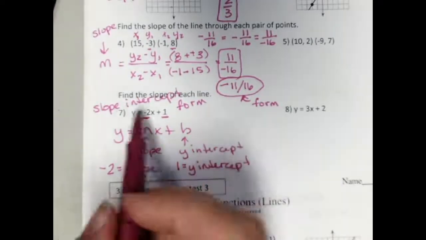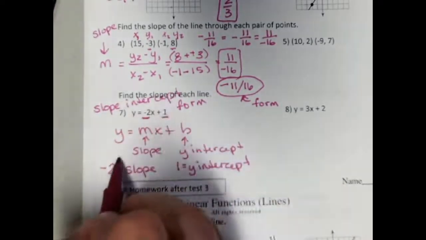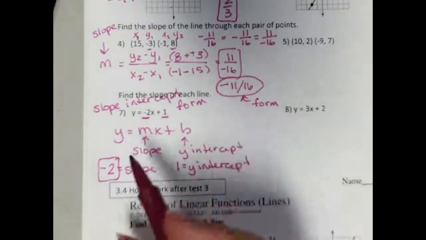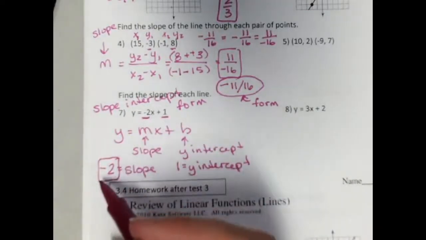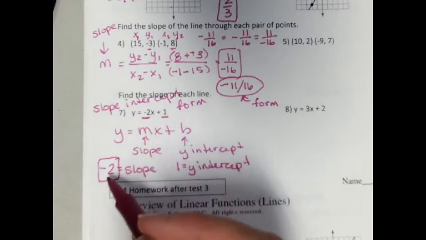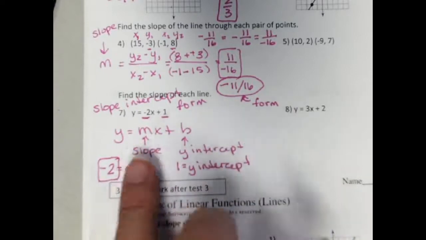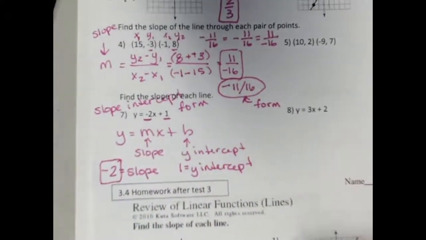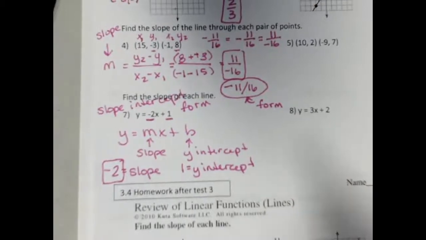So this asks us to find the slope of each line, so the slope of this line is negative 2. Notice that it's just the number there in front of the x. It does not include the x, it's just the number. So do that for the rest of these, 8 and 9, and then come back to the video, pause it, and then come back and do the next one.